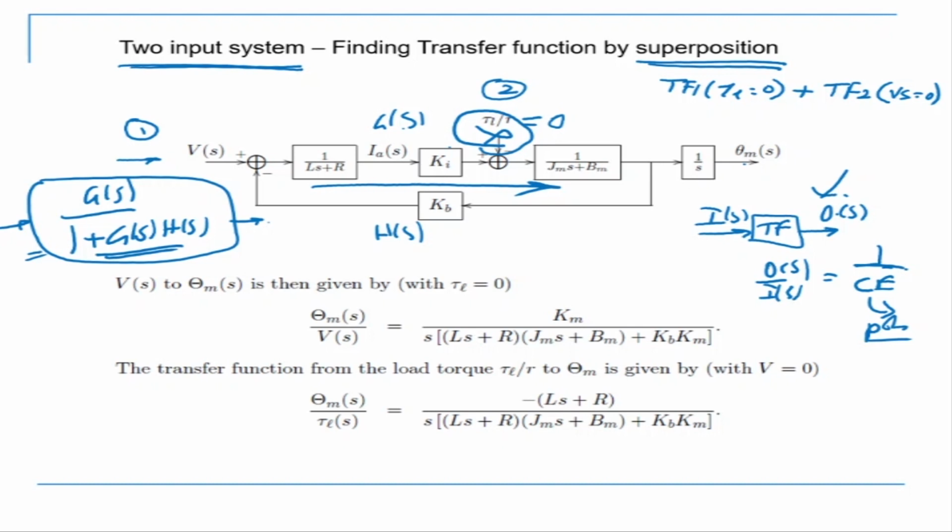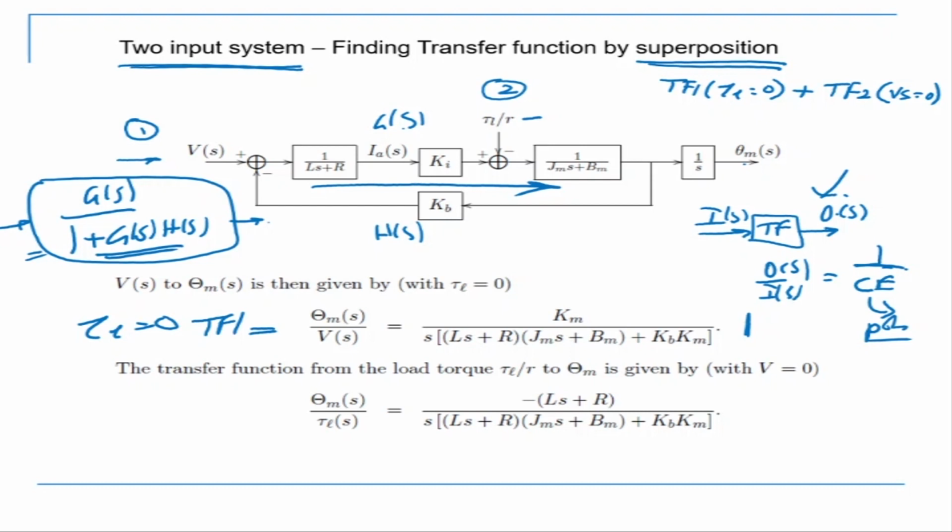Now, for the first case, I'm assuming tau L is equal to 0. If tau L is equal to 0, then my output is theta m(s) and my input is Vs, which is this one. So this is one transfer function, TF1. If I simplify it, I get my transfer function like this. Please simplify it; this is what we'll get.